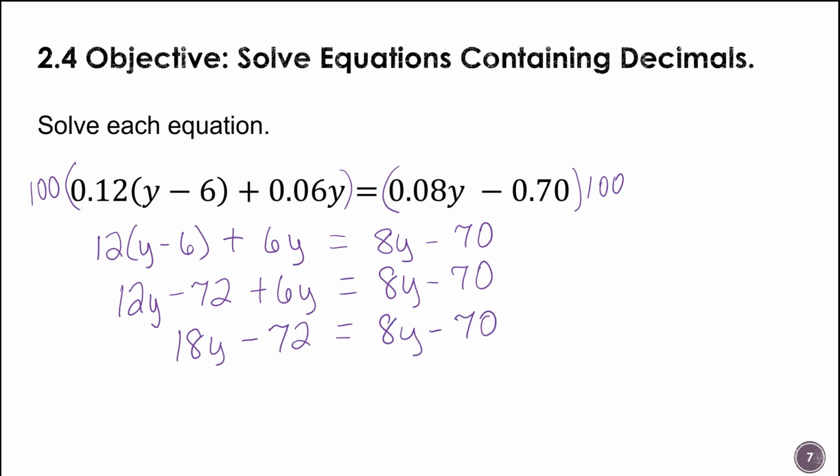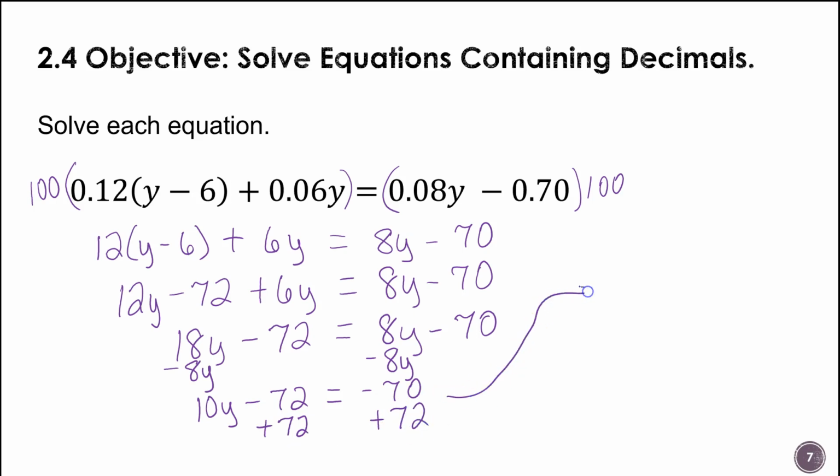Now I'm going to get the like terms on the same side, so I need variables on one side, numbers on the other. I'm going to subtract 8y, and that gets rid of the y on the right and gets my like terms of the y's on one side. Now I'm going to add 72. We'll go over here where we have a little more room. And so now I have 10y equals 2 whenever I add negative 70 to 72.